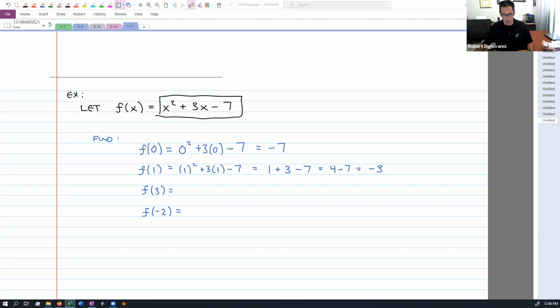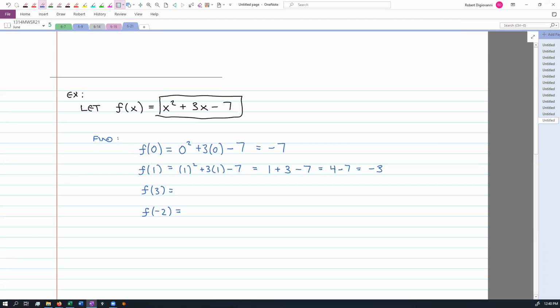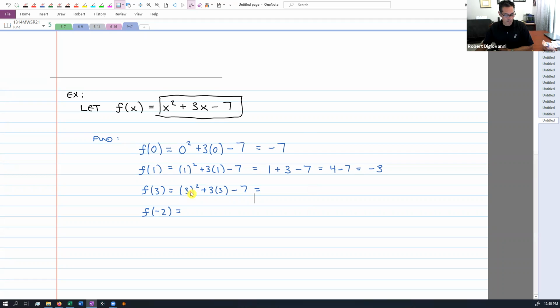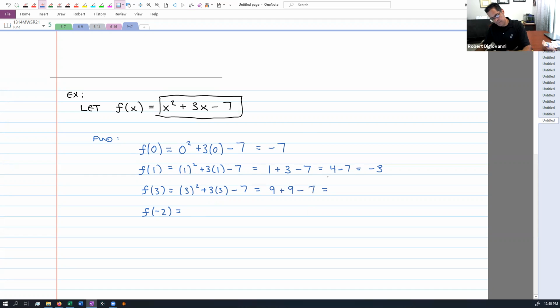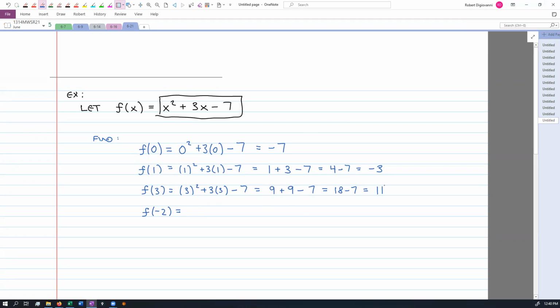How about Lewis? How about for f of 3? Did you get that one? So you square 3 first, right? That means 3 times 3. So 9. And then plus another 3 times 3, 9. And take away 7, right? So 9 and 9, that's 18. Take away 7.